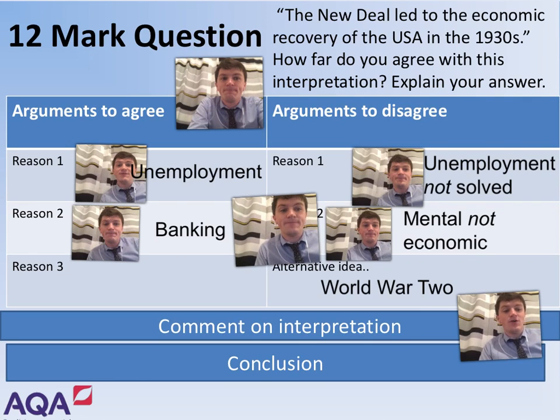Now finally, for all those looking for the A stars, you need to comment on the interpretation. Why has this comment come about? So the New Deal led to the economic recovery of the USA in the 1930s. This is pro-Roosevelt, so maybe this was made by a Democratic historian, somebody who supported the Democrat Party and therefore supports Roosevelt and the work he did.